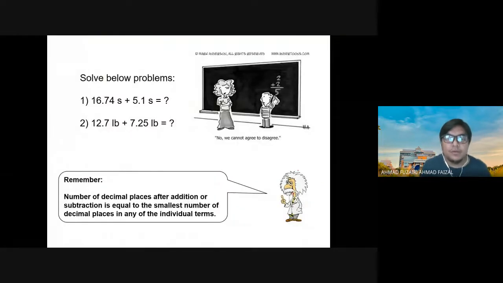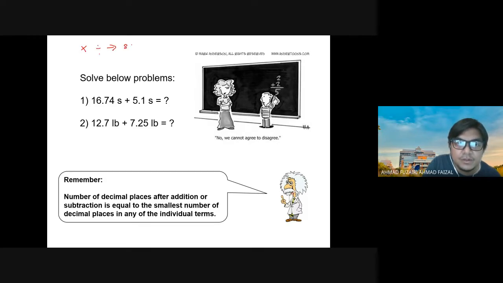So solve the problem below. Like I'm saying, in terms of multiplications and divisions, we follow significant figures. In here we have another type of problem: 6.74, 5.1 seconds. So what is the final answer? And 12.7 pound plus 7.25 pound. What is the final answer?